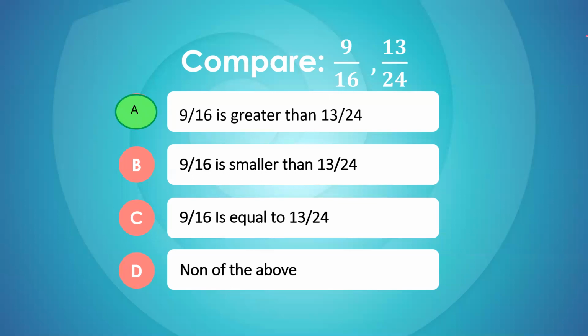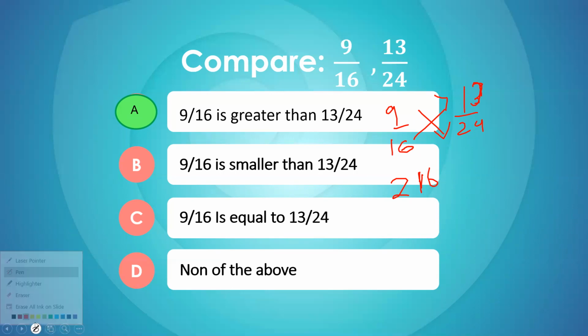So the answer is option number A, and well done to those who have done it correctly. And those who tried but lacked time or maybe made a mistake somewhere, at least you tried, so you are a champion. So how have we solved it? 9 upon 16 cross multiply 13 upon 24. Now 9 into 24 you will get 216.